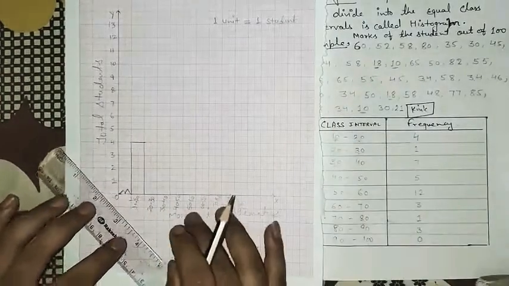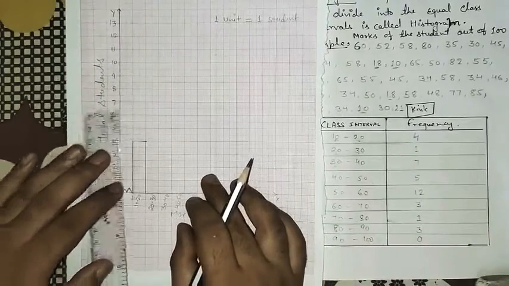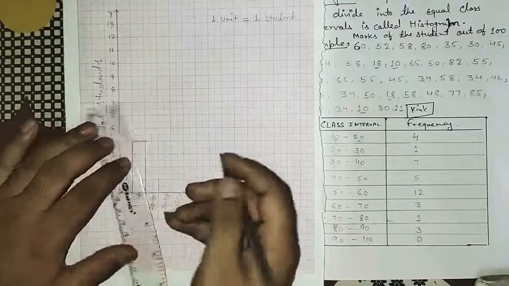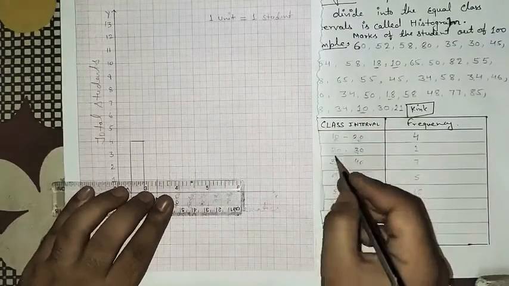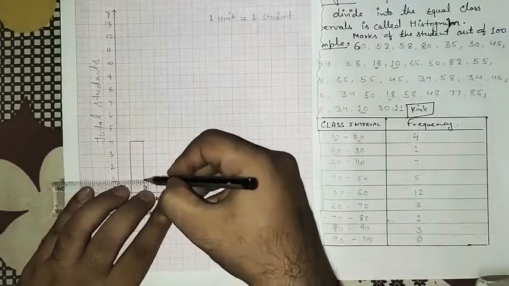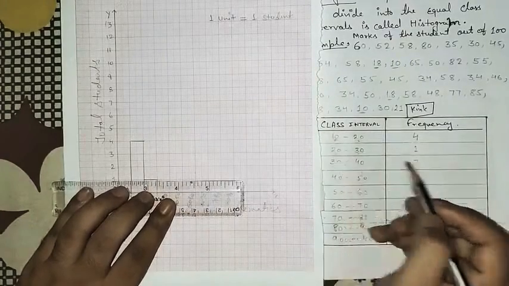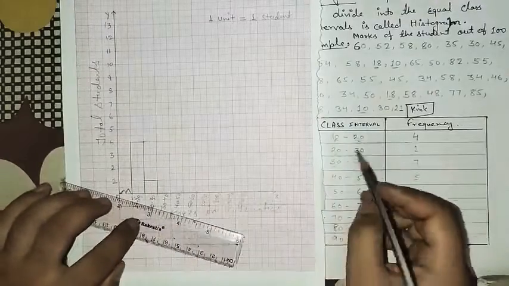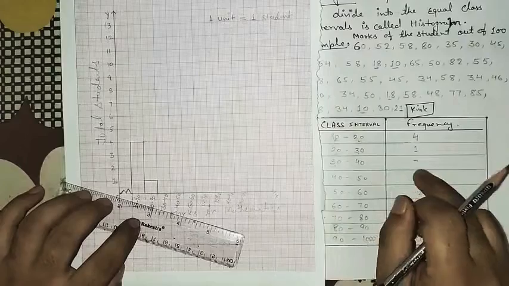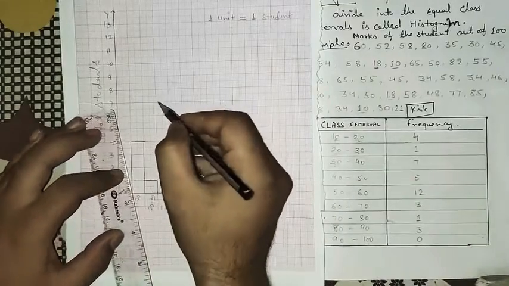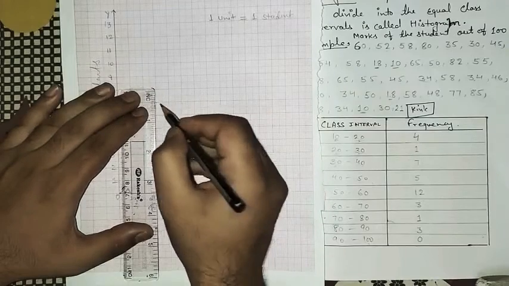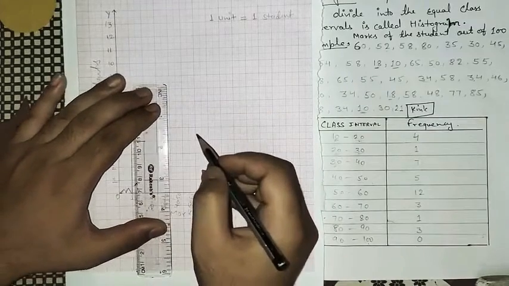Your pencil should be sharp. Okay, 20 to 30. 1 student is there. But it is not 20 to 30, it is 20 to 29, because 30 will be in the next one, 30 to 39. We generally write 30 to 40, but we will count 30 to 39. Okay, then 7 is here, so we have to write it to 7.